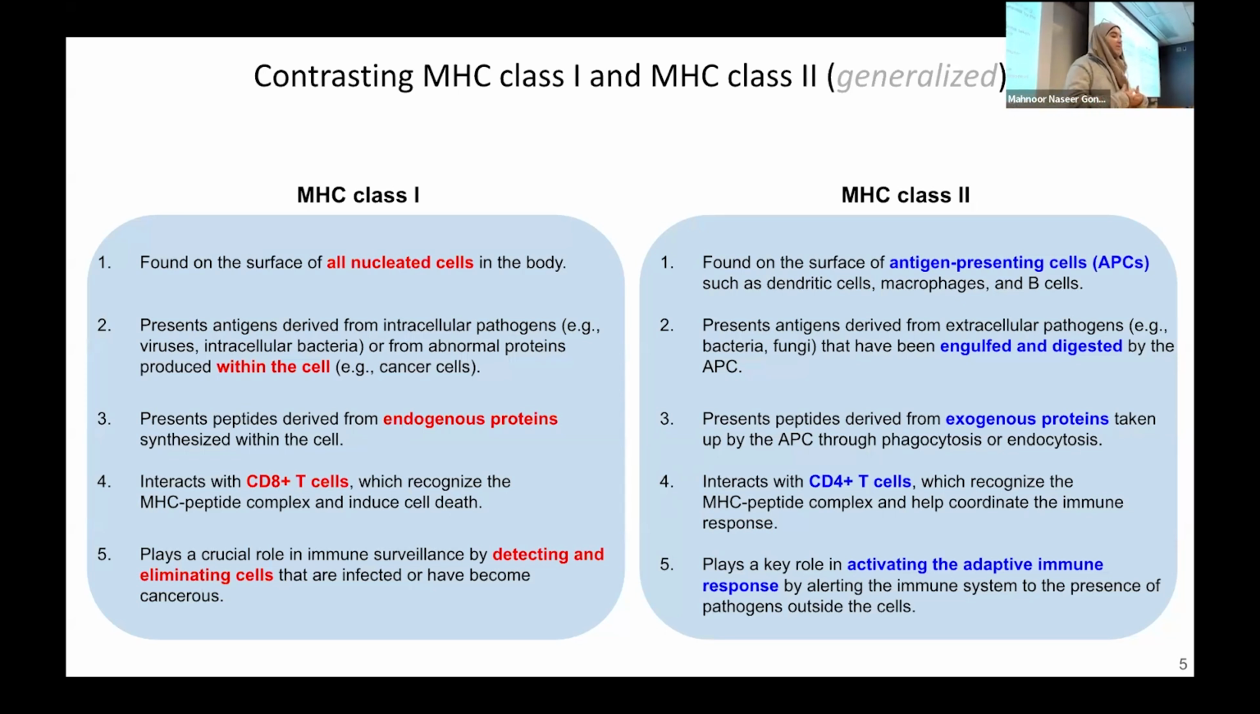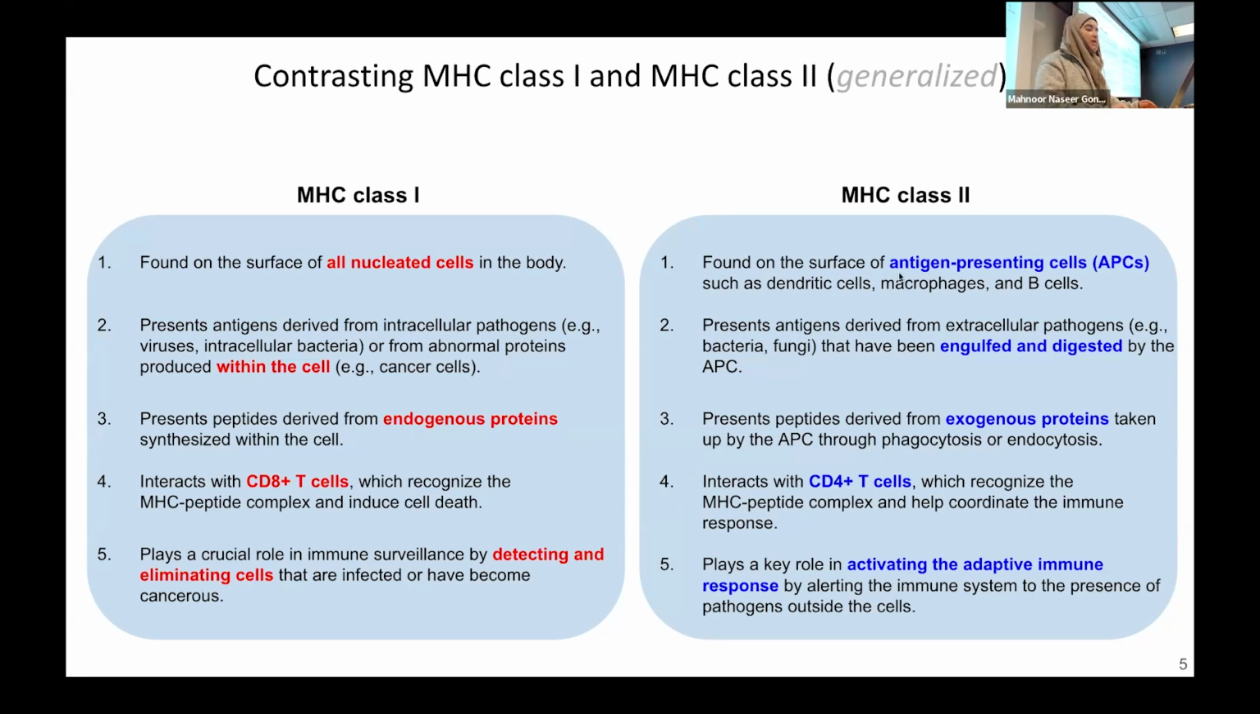So MHC class 1 is expressed in all somatic cells, or all nucleated cells. It presents antigens from intracellular pathogens, and then those antigens are presented on the cell surface. These are endogenous proteins, and they interact with CD8 T cells, and they act as surveillance by detecting and eliminating these cells by the immune system.